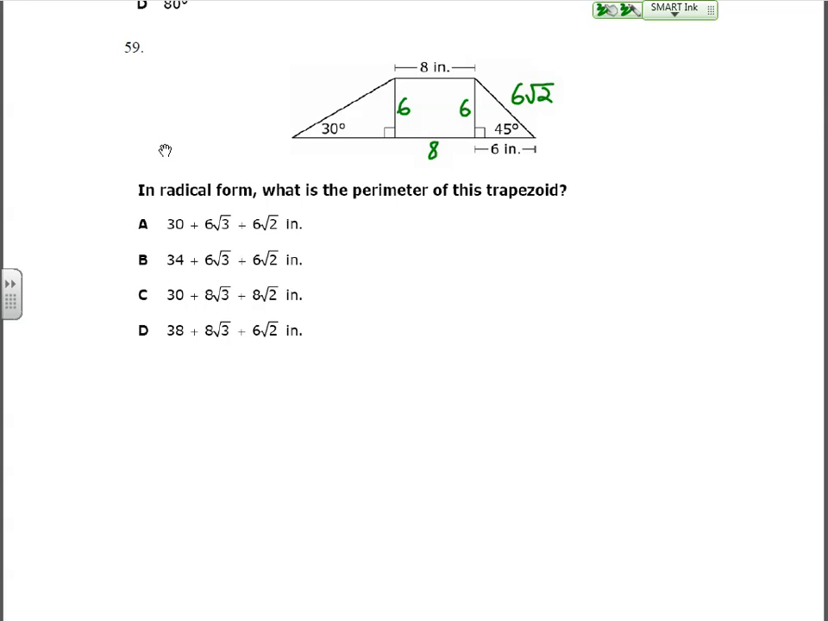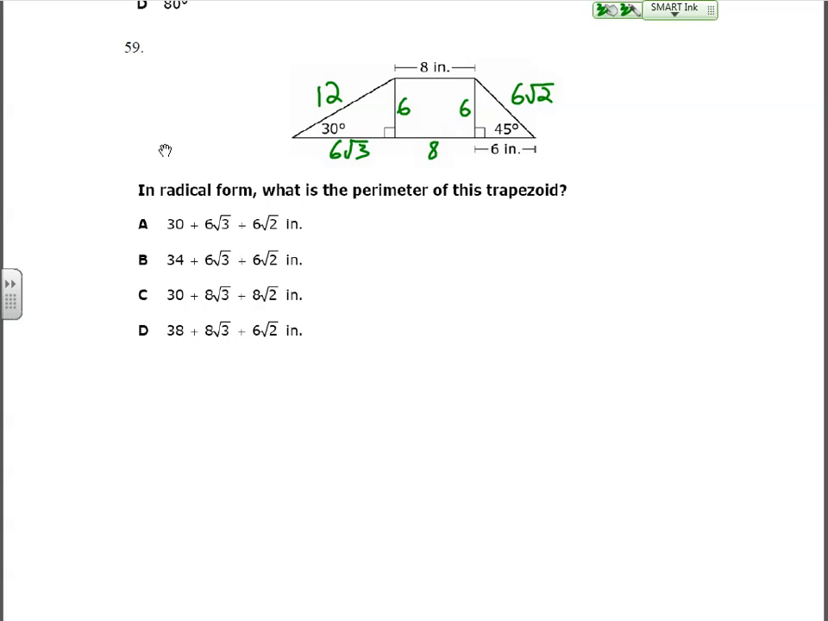Nope, 6 root 3 is the long leg. That'll be this down here. The hypotenuse, 12, double that. Okay, so we can use our knowledge of triangles and rectangles and things to get that far.